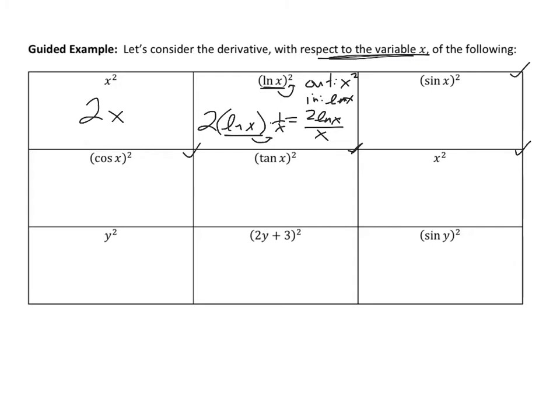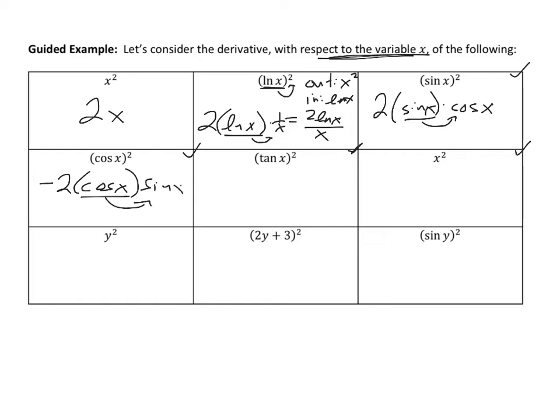Okay, so the next one here, right? The outer function is x squared. The inner function is sine x. So this is going to be 2 times leave the inside function alone, sine x, times the derivative of what was inside. That's cosine x. Okay, great. This next one would be 2, leave the inside alone, cosine x, times the derivative of what was inside. Well, that's negative sine x. Yay, we're doing it. Right? The derivative of tangent x squared, that would be 2 times leave the inside alone, tangent x, times the derivative of what was inside. Well, the derivative of tangent x is secant squared x. You see how all of these things are just using the chain rule?